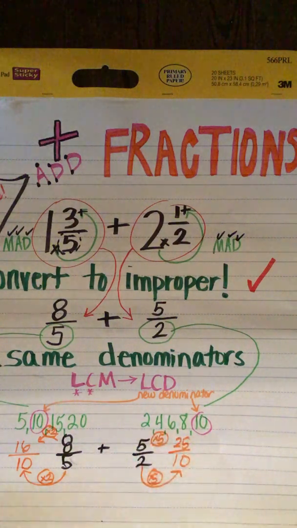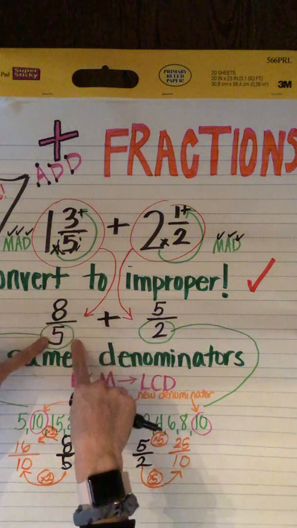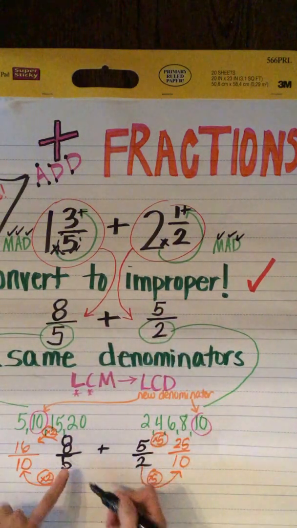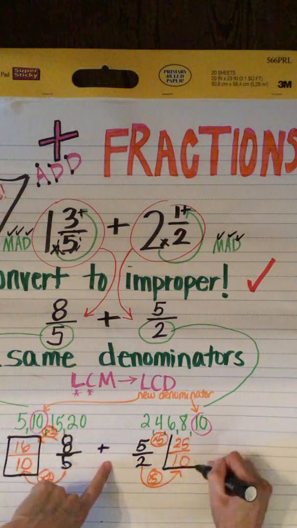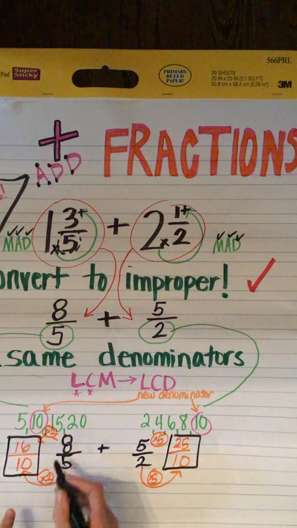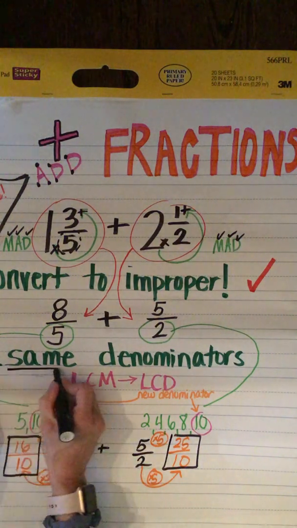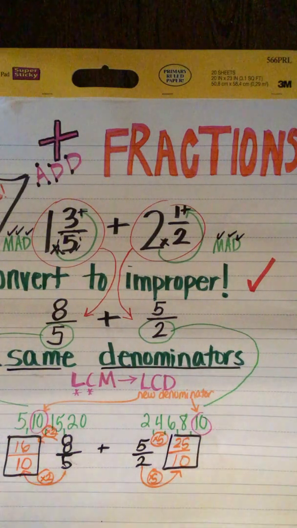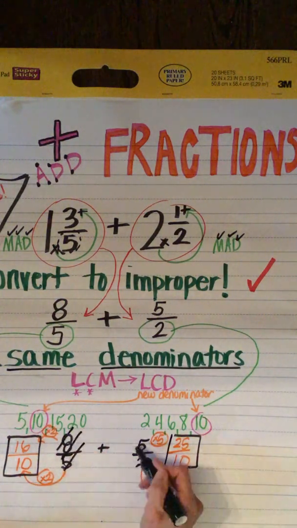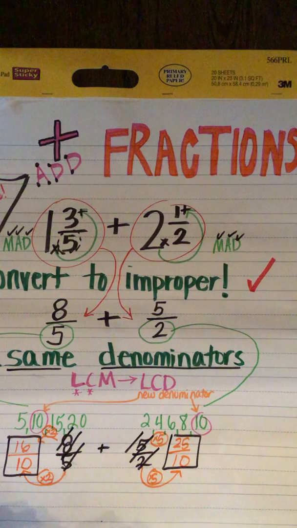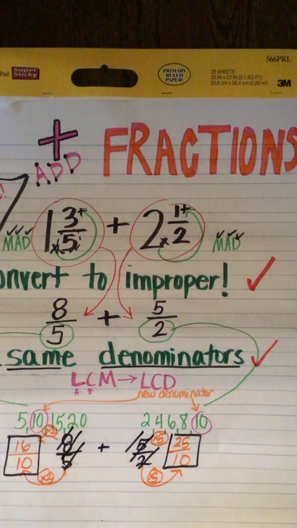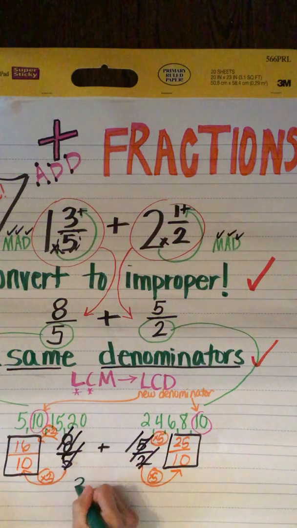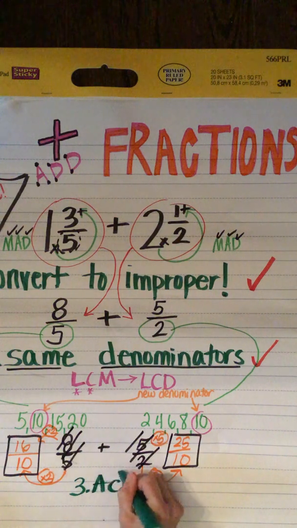So now, instead of adding 8/5 plus 5/2, I'm adding 16/10 plus 25/10. So it's been renamed. I officially have the same denominators. Okay, so I can ignore these. I've made equivalent fractions that have the same denominators. Check.